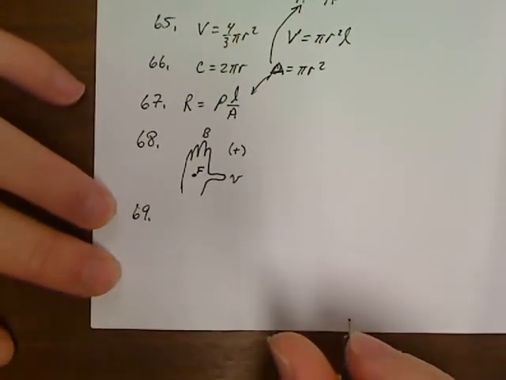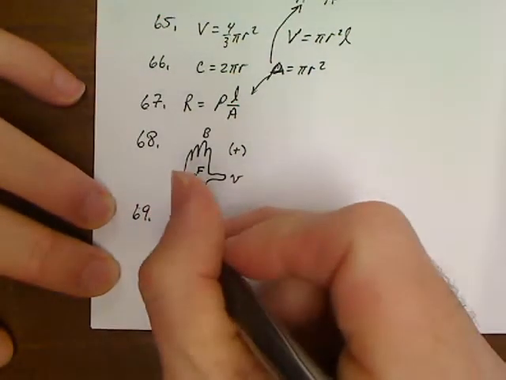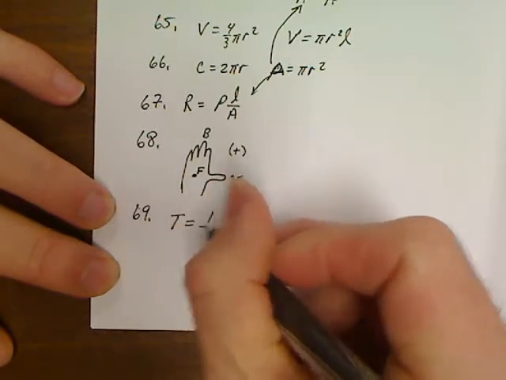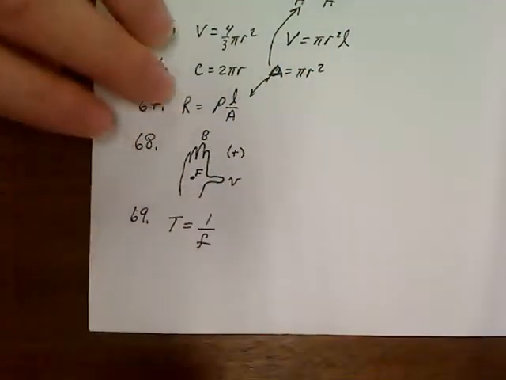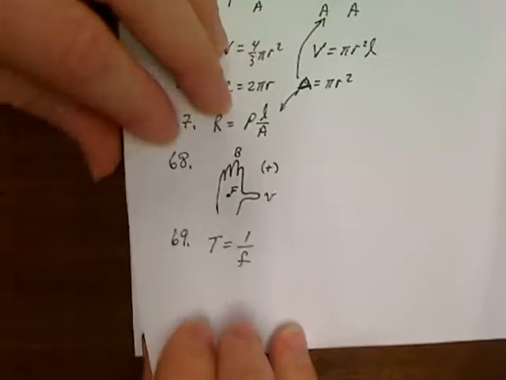69. Relationship between period and frequency. T is equal to 1 over f. There's your relationship between them, they're inverse to each other.